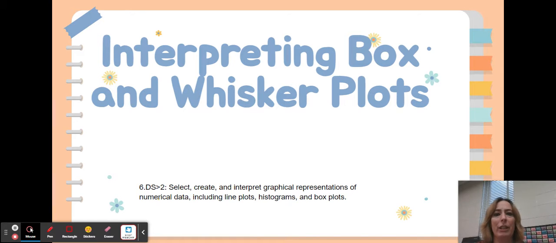Good afternoon. Today we're going to be looking at Unit 1, Lesson 7, Interpreting Box and Whisker Plots. Last lesson we learned how to make them. Today we're going to interpret. Interpret's just a funny word, or an exciting word, for being able to read them.